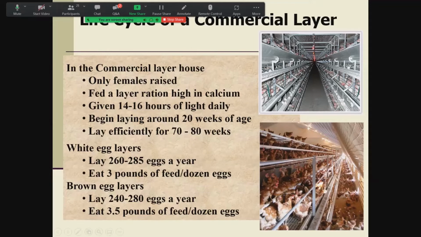cage environments. All their feed runs in front of the cage. The eggs roll out and they get collected on a belt. They have nipple watering systems inside. They have secured areas where they can hide if they want to lay. They have places to scratch. They have places to perch, but they're in more of a controlled setting.